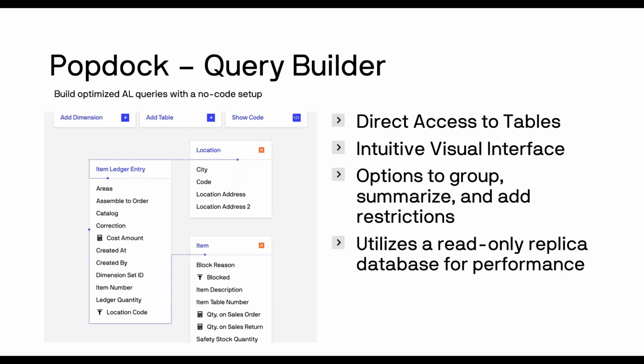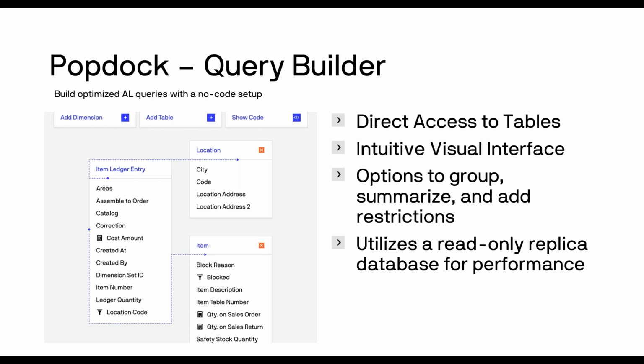So what does the Query Builder do? As you can see from the slide, it allows you to build optimized AL queries with a no-code setup. One of the big benefits to our Query Builder is that you get direct access to all the tables. That not only includes any of the standard tables within Business Central, but any custom extensions that you might have, as well as ISV products. They're all available for our Query Builder to access and allow you to generate new queries of that data.